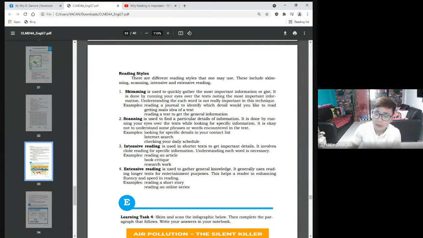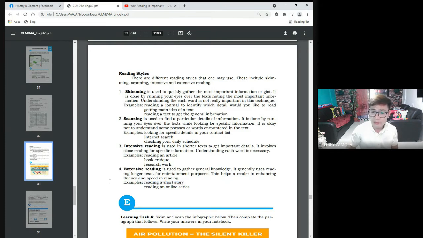Do you know the difference between intensive and extensive? Intensive is shorter text. Here in extensive reading, for example, you are reading a novel. A novel is composed of how many chapters? Chapters 1, 2, 3, 4, 5, and so on and so forth. The example presented here is reading a short story. Reading a short story will take only a short span of time, and you can easily understand.